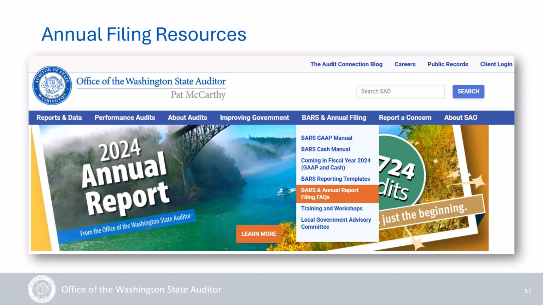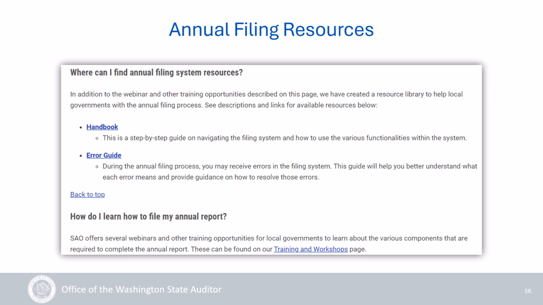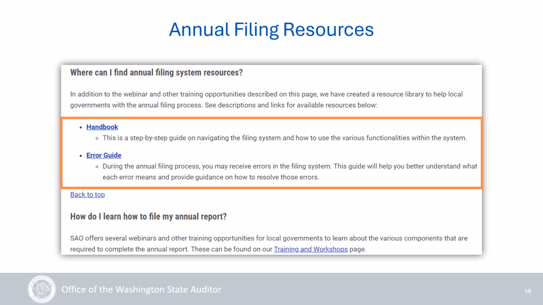If you are looking for resources related to BARS and annual filing, a great place to start is the BARS and annual report filing FAQs page. This page has great resources to help local governments with this process. Like I said, there's a lot of great information on this page, but I want to specifically highlight these two resources, the handbook and error guide. These resources are extremely helpful to have open as you complete your annual report.